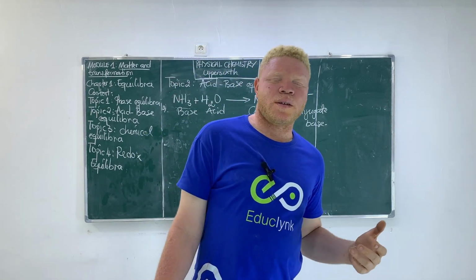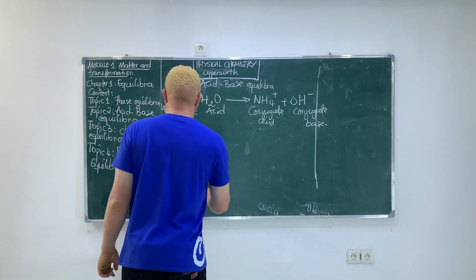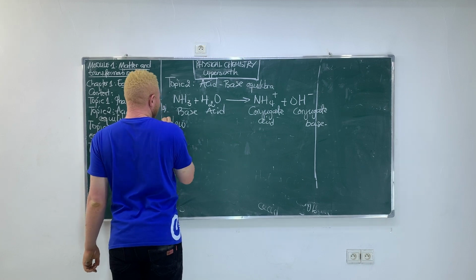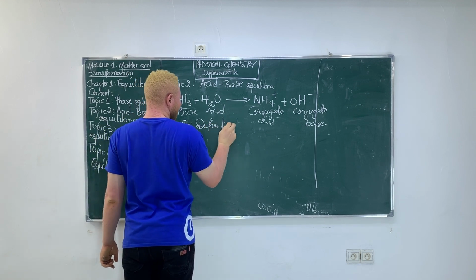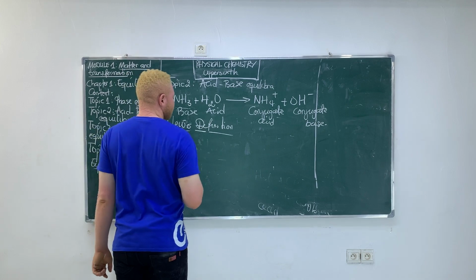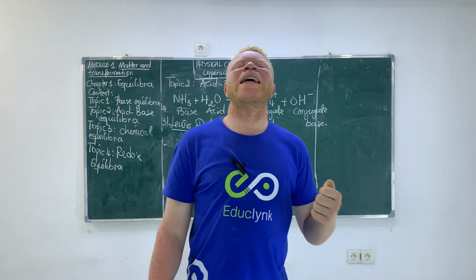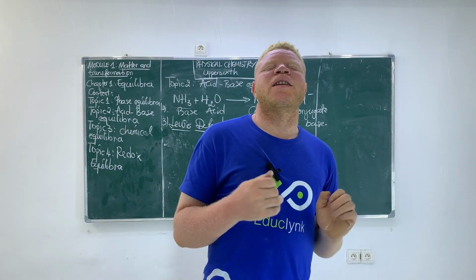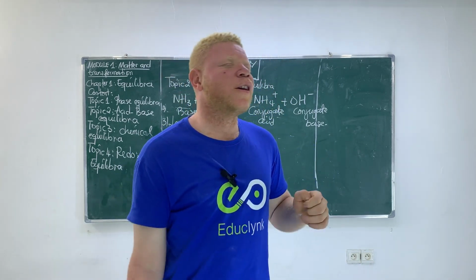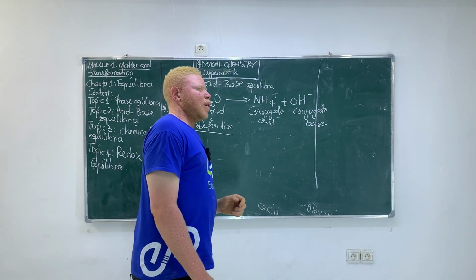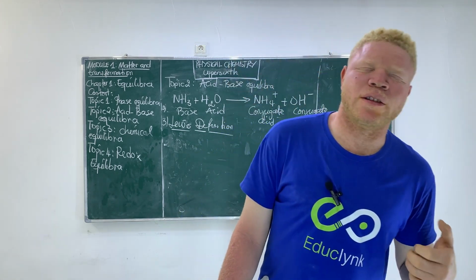Then let's now see the Lewis definition. What is the Lewis definition? According to Lewis, an acid is an electron pair acceptor. A base is an electron pair donor. So Lewis here is dealing with electrons. According to Lewis, an acid is an electron pair acceptor. A base is an electron pair donor.